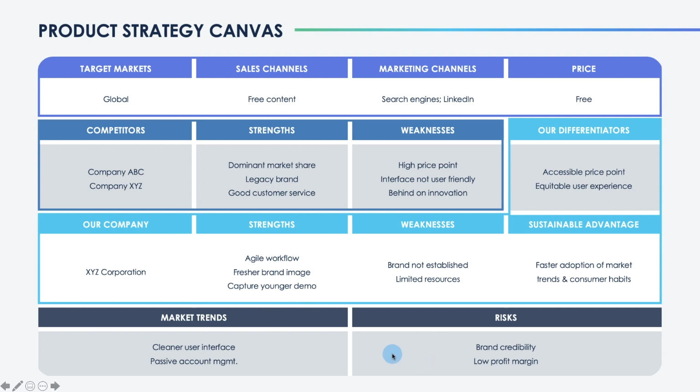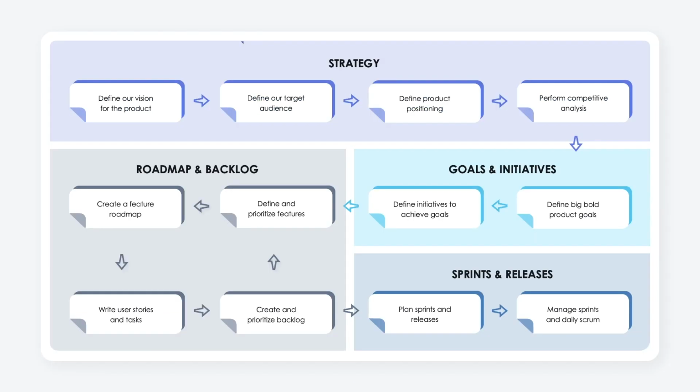And at the very bottom, we are talking about more macro level trends, right? Market trends, risks, the larger environment that unfortunately in many cases we don't have control of, but we need to be aware of what's going on in the world in order to develop something that's actually suitable for the environment. And once again, with the product strategy canvas, we move from strategy. You can see all these arrows pointing to the next part of the thought process, to developing goals and initiatives, to developing the roadmaps and backlogs, and then finally the sprints and releases that actually push features into the market.